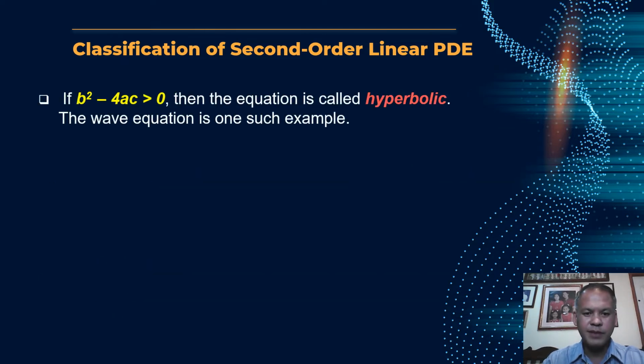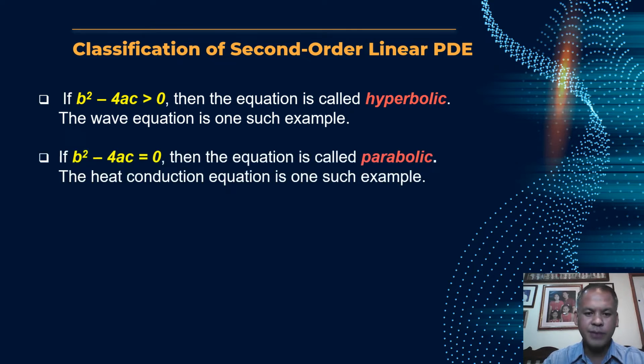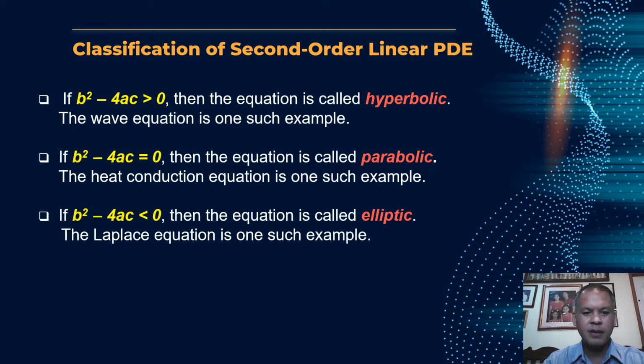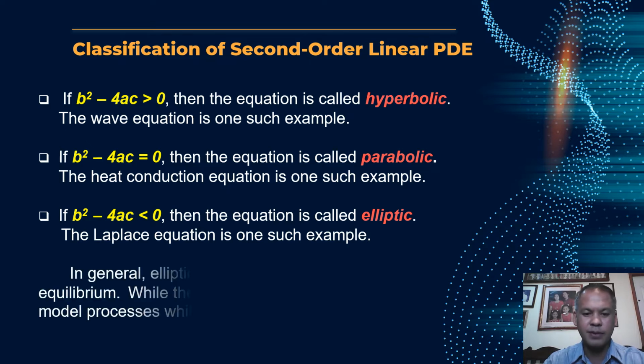If b squared minus 4ac is greater than 0, then the equation is called hyperbolic. The wave equation is one such example. If b squared minus 4ac equals 0, then the equation is called parabolic. The heat conduction equation is one such example. And if b squared minus 4ac is less than 0, then the equation is called elliptic. And the Laplace equation is one such example.